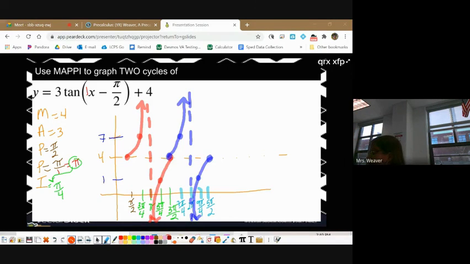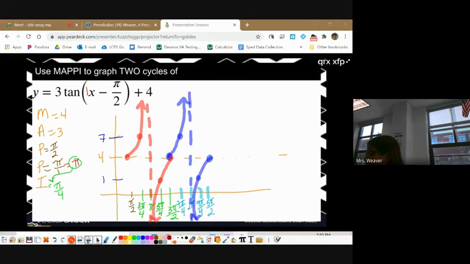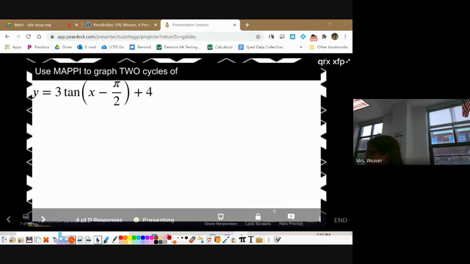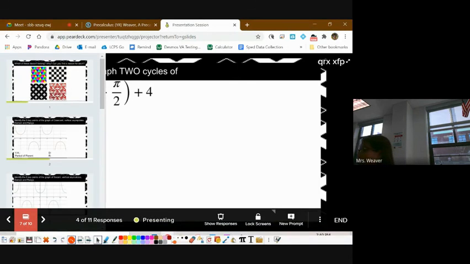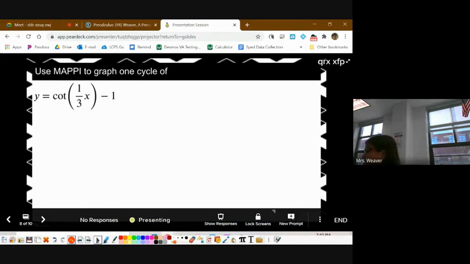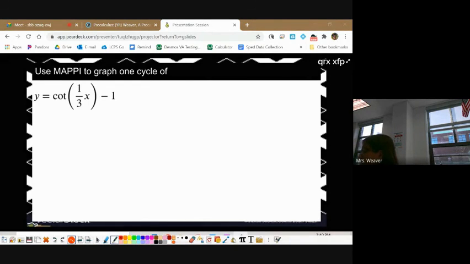Okay, we got 3 minutes to see what we can get done. I wanted to show you a cotangent cycle real quickly, so let's do that using MAPI. The rest of it is just the same transformation rules that we talked about with sine and cosine.